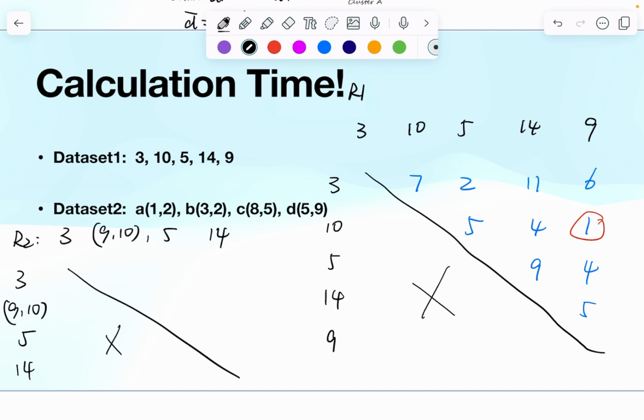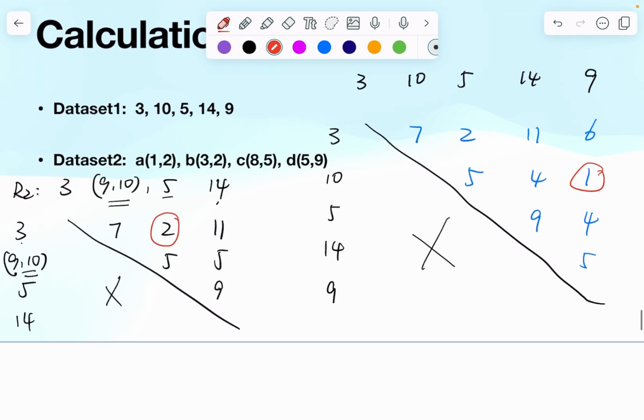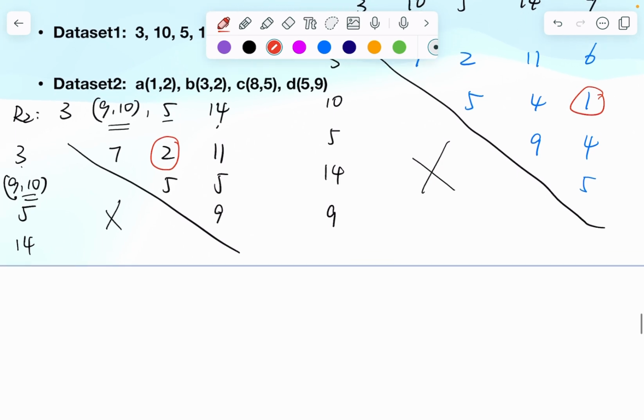And when we calculate the distance between 3 to this cluster, we choose the largest distance, so we choose 7. This is 2, this is 11, and this cluster to 5, 9 and 5 is 4, 10 and 5 is 5, so we choose 5. And this one we also choose 5, is between 9 and 14. And then it's the 5 and 14, so it's 9. And also during this distance, we need to find the smallest one, is 5 and 3.